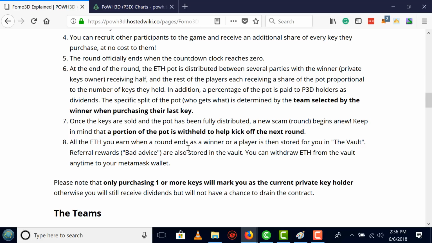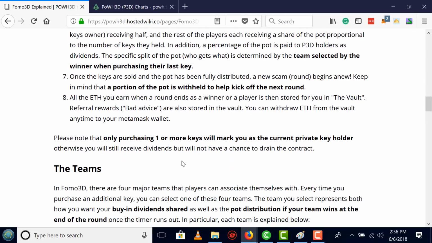All the ETH you earn when a round ends as a winner or player is then stored for you in the vault. Referral rewards, bad advice are also stored in the vault. You can withdraw ETH from the vault anytime to your MetaMask wallet. Please note, only purchasing one key or more keys will mark you as a current private key holder. Otherwise, you will still receive dividends but will not have a chance to drain the contract.